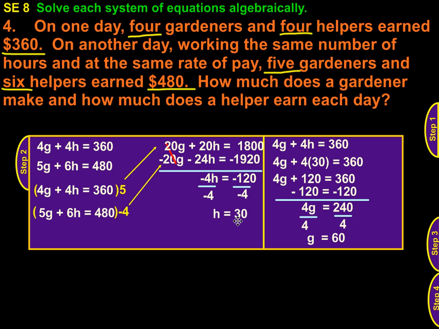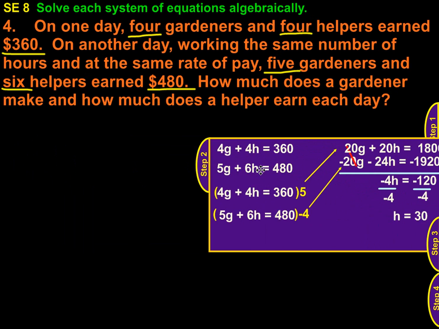So now that I know what H is, I can then substitute that back into one of the equations. So I took 4G plus 4H equals 360, kept my 4G, substituted 30 for the H, 4 times 30 equals 120. So continuing with the solution, I got 4G plus 120 equals 360. I subtract 120 from both sides. I'm left with 4G equals 240. I divide each side by 4, and I'm left with G equals 60. So now I know that the helpers made $30, the gardeners made $60.